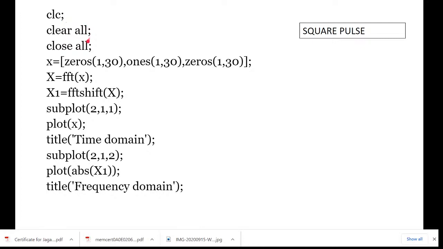You know all these commands, clear, close, and so on. And then the actual program starts from here. x will hold something here. So x is equal to zeros of 1, 30, ones of 1, 30, and zeros of 1, 30.